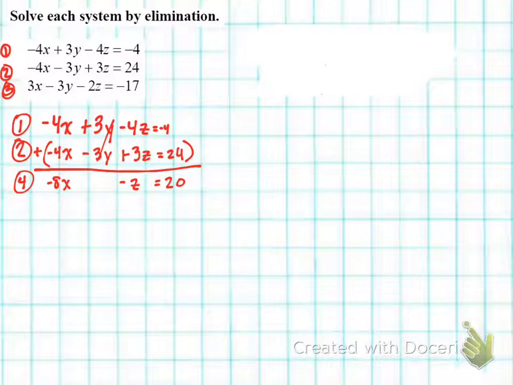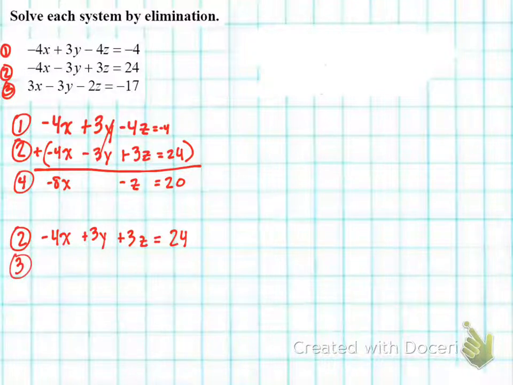Now I'm going to do 2 and 3 together. Equations 2 and 3. Okay, we have negative 4x plus 3y plus 3z is equal to 24. That's equation 2. Equation 3, right underneath it, lining it up, is 3x minus 3y minus 2z is equal to negative 17.